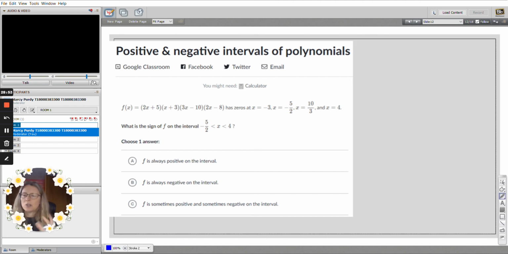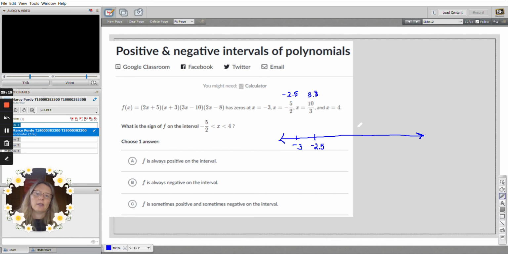So now here's what I would suggest that you do. I would suggest that you do a rough sketch of a number line and you put these points on there. So -5/2 is -2.5, and 10/3 is approximately 3.3, repeating. So we'll know where those go. So -3 is the smallest one, then -2.5, then 3.3, and then 4. So those are all of your x-intercepts.